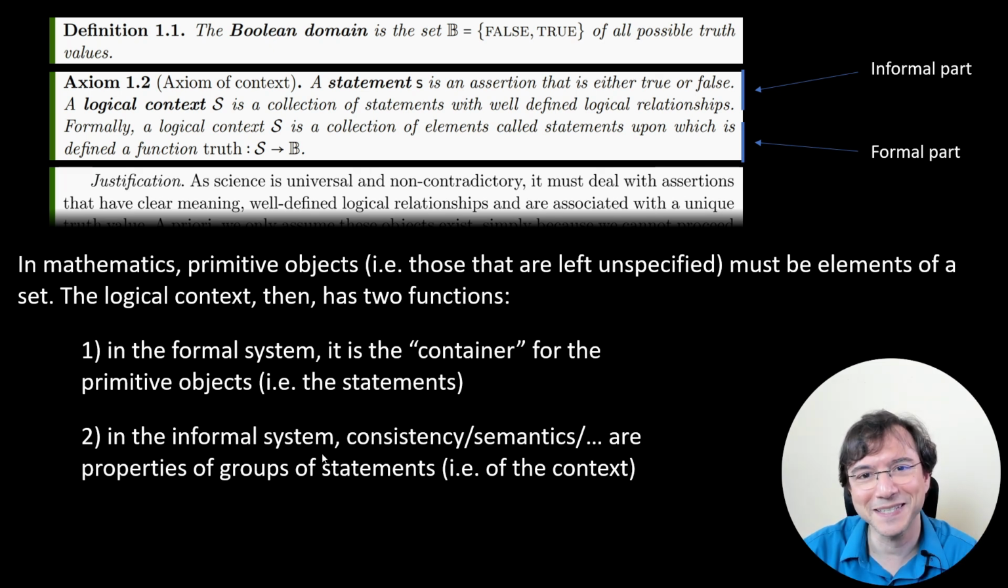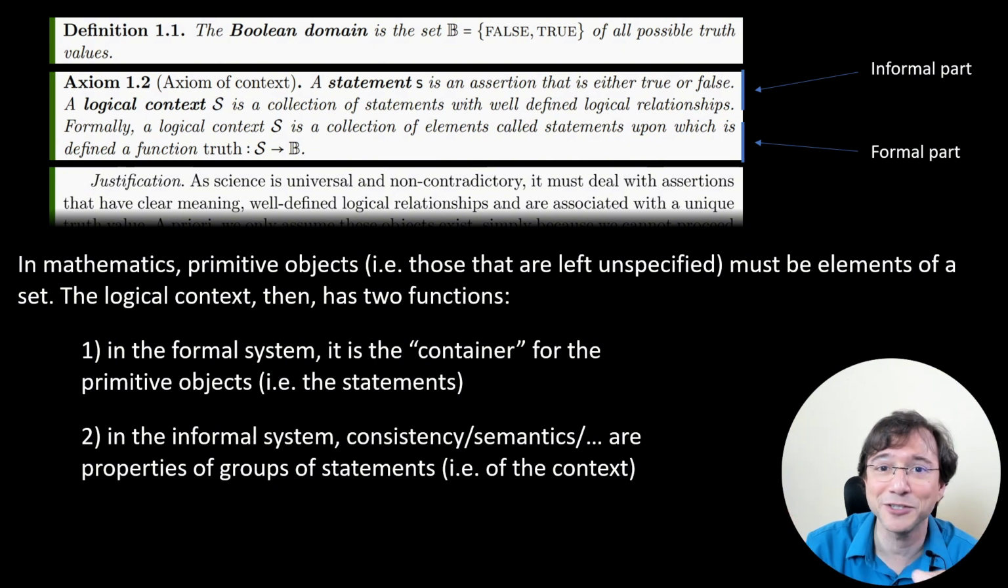And in the informal system, the logical context instead binds together the idea of consistency and semantics, because these are really defined on groups of statements. So it's the context that tells you what an electron is or is not, what a dog is. Are we talking about animals, about cartoon characters? All these things would be different, and it's the logical context that specifies, yes, this word in this context means exactly that, and that is why you have these logical relationships.